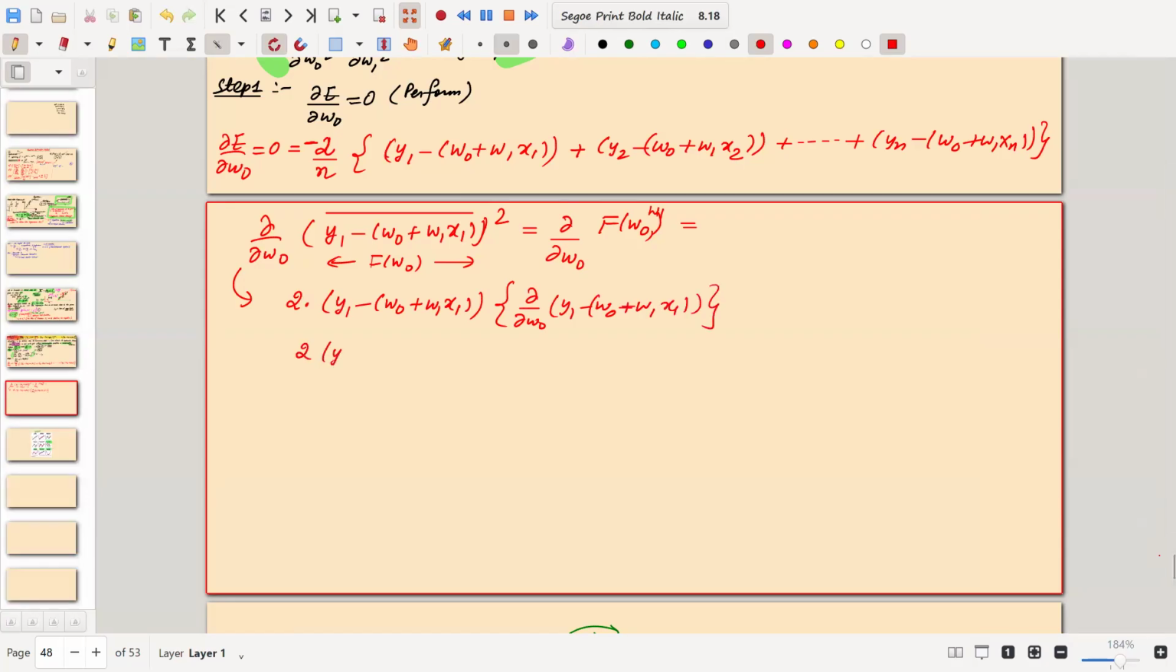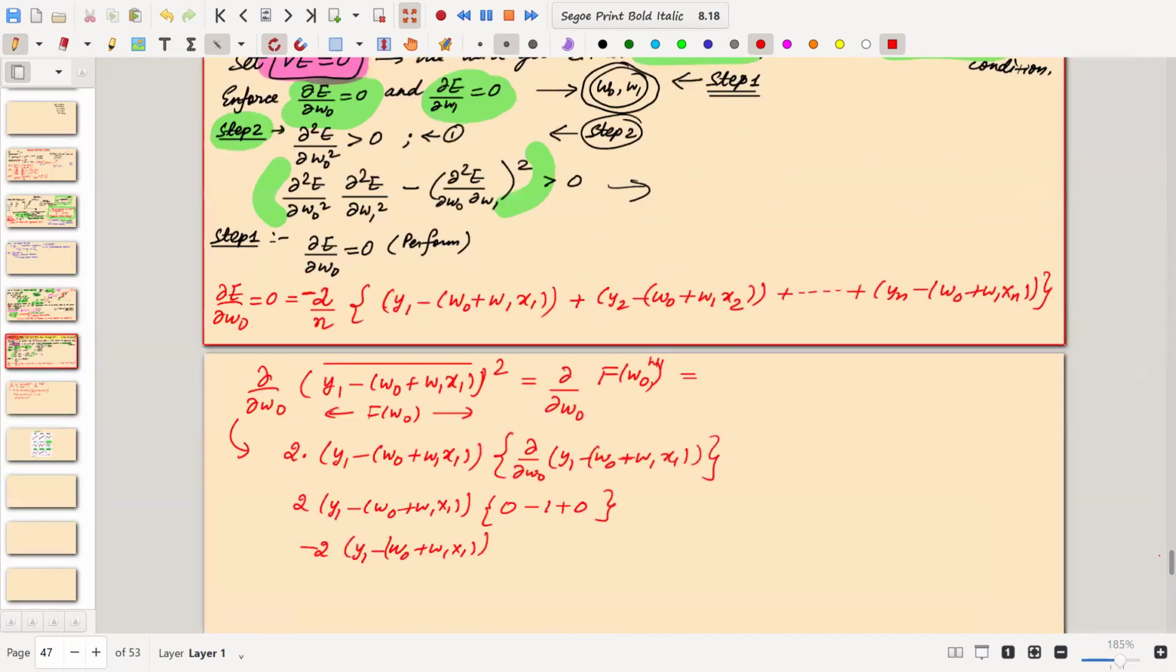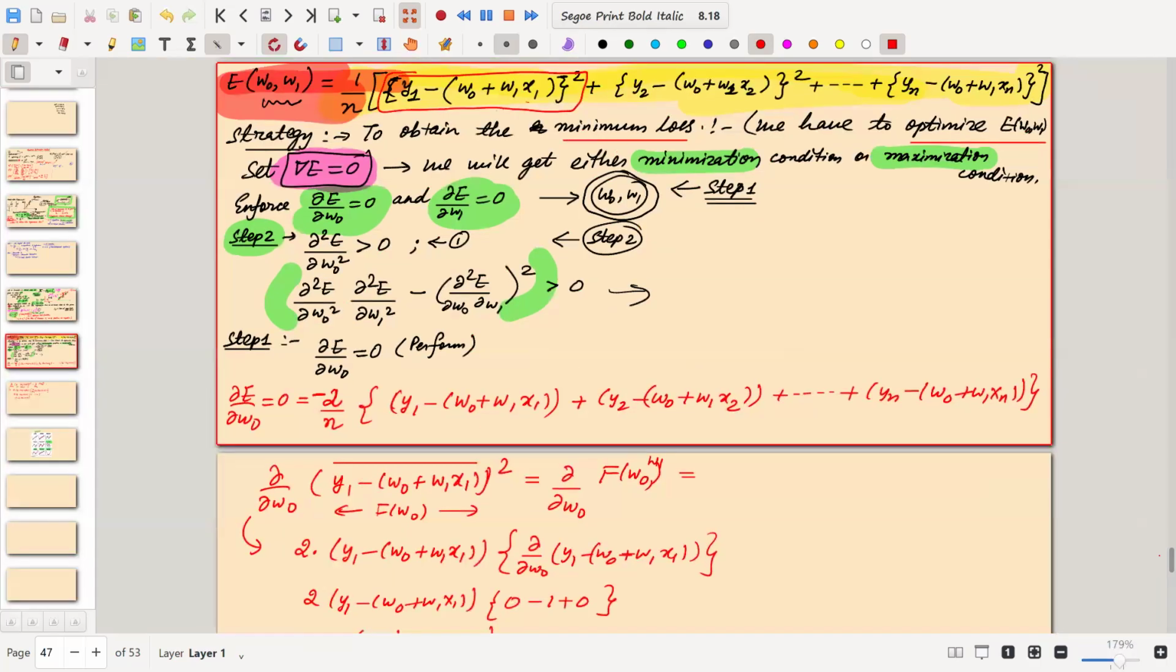So what you are getting? Dou by dou W0 of Y1 is 0. Minus dou by dou W0 of W0 is -1. Plus dou by dou W0 of W1 x1, 0 again. So this -1 is coming outside: -2 times (Y1 minus W0 plus W1 x1). You can see this is for one term. The same thing will happen for all of these n terms, so therefore -2 will come outside.